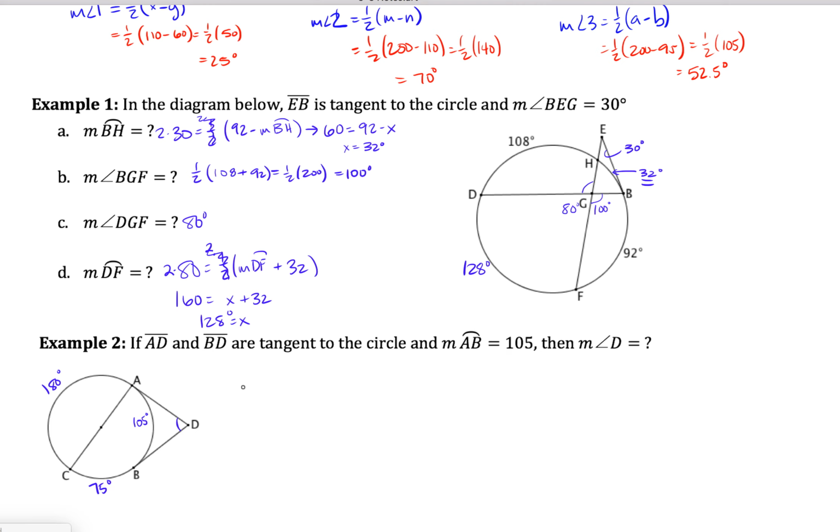So if I wanted to find the measure of angle D, I know that it's going to be half of the difference between arc ACB. Arc ACB has a measure of 180 plus 75, which is 255, minus arc AB, which is 105. So now I just got to do a little arithmetic. That's 1/2 of 255 minus 105 is going to be 150 degrees, and half of 150 should give us 75 degrees for angle D.